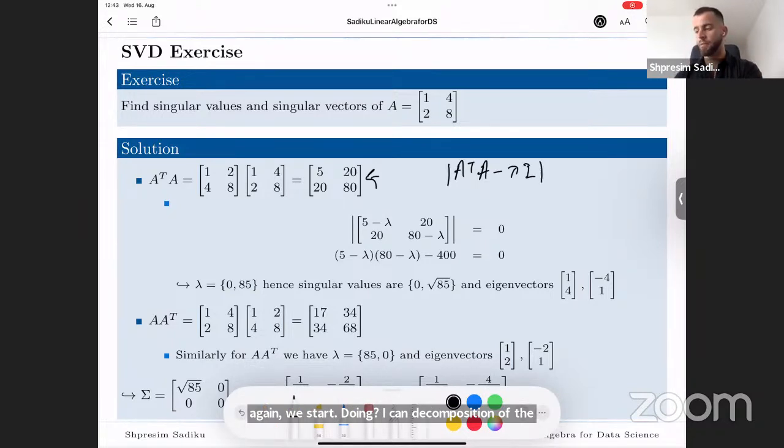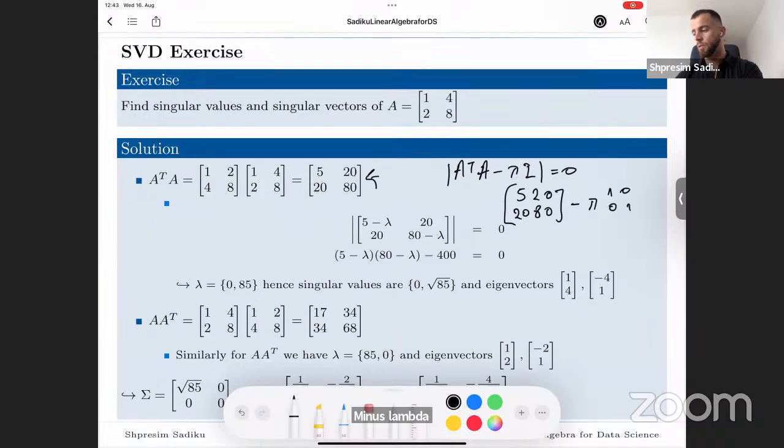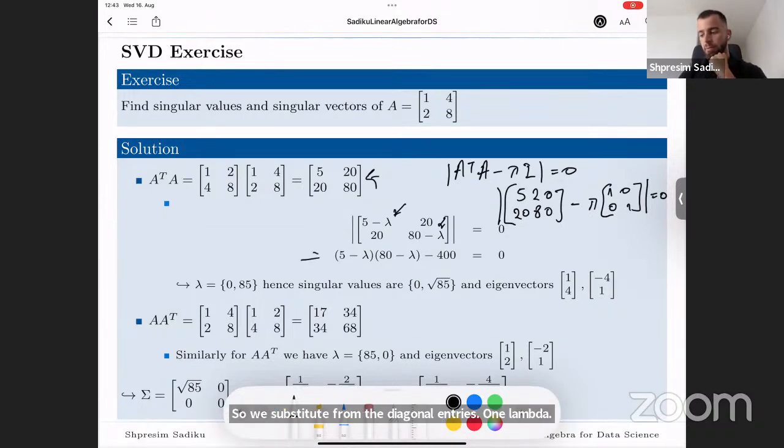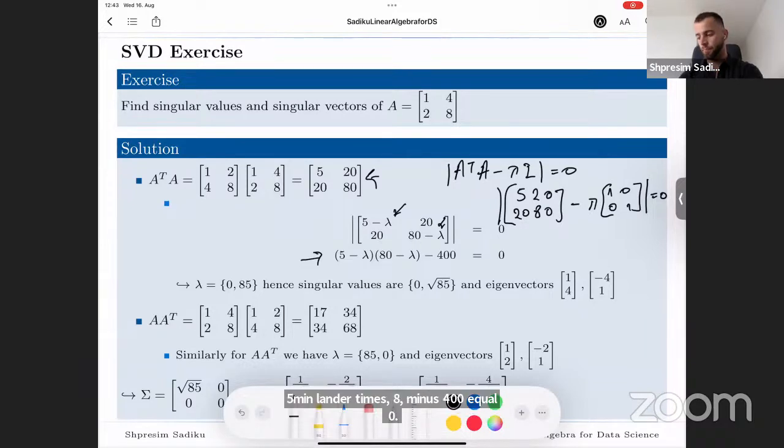So this is just the determinant of A transposed A minus lambda times identity matrix equals 0. We will just substitute 5, 20, 20, 80 minus lambda times 1, 0, 0, 1. The determinant equals 0. So we substitute lambda from the diagonal entries. We find the characteristic polynomial: 5 minus lambda times 80 minus lambda minus 400 equals 0. And from this, we find that the eigenvalues are 0 and 85. It's actually simple to find these eigenvalues, because we could just expand this expression.